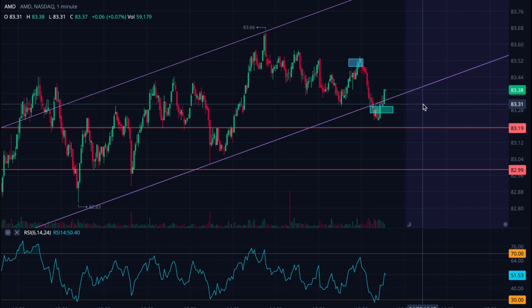But otherwise, I hope this was informative. I hope it helps you not chase, and I hope that it helps you find good exit points so that you don't hold things past the point of logic. It allows you to lock in some profit before you just lose it all.